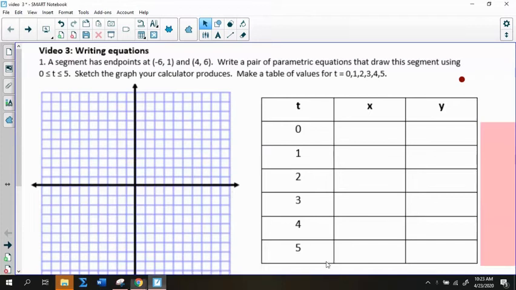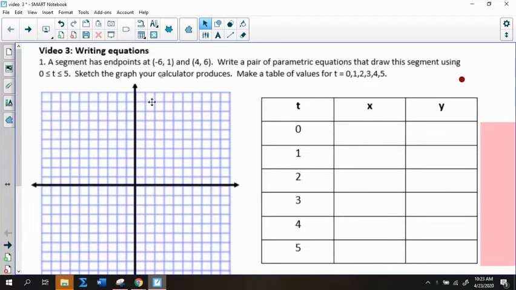Hi everyone. This video is going to help you learn how to write parametric equations from different types of information. So this first problem we're going to do is a parametric equation based upon data, so based upon just some endpoints. It's a segment, so hopefully as we create the segment, it'll be kind of obvious how this is going to work. So I'm going to start by plotting the 2 points.